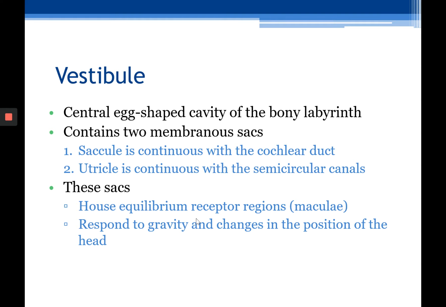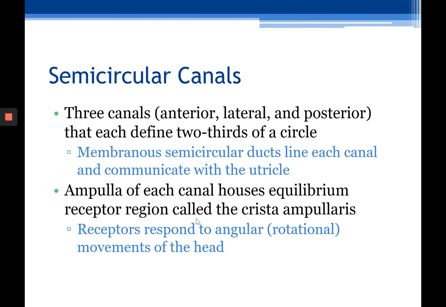All right, next we're going to talk about the sacs in detail. For example, we know they have different receptors. They have the maculae, where semicircular canals have the crista ampullaris. They're responding to gravity changes and the position of the head. Semicircular canals are responding to angular rotational movements.